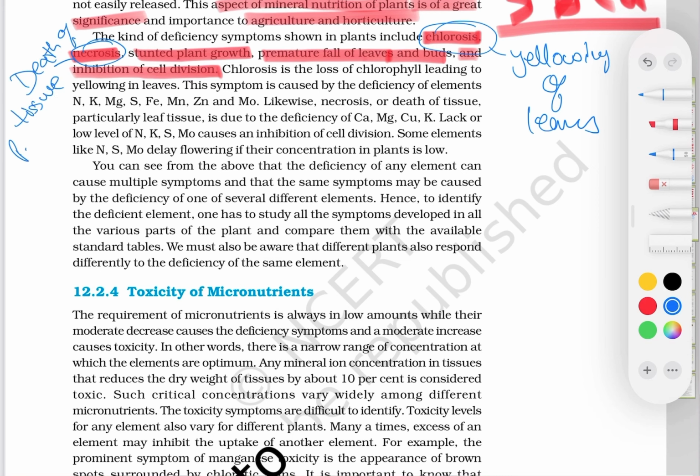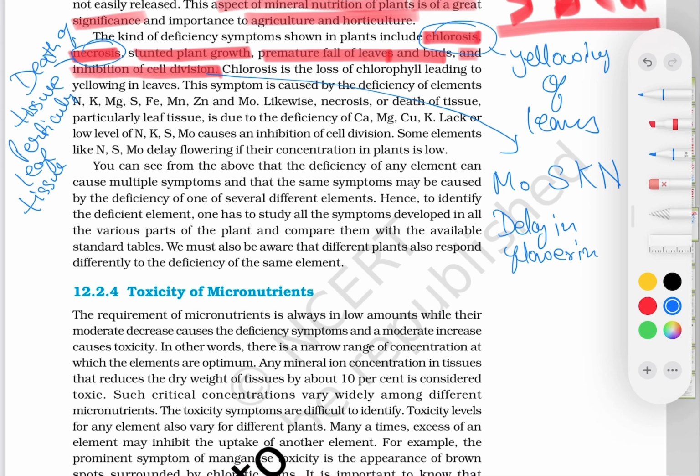And inhibition of cell division is caused by deficiency of molybdenum, sulfur, potassium, and nitrogen. Then there is premature leaf fall, and also delay in flowering due to molybdenum, sulfur, and nitrogen.